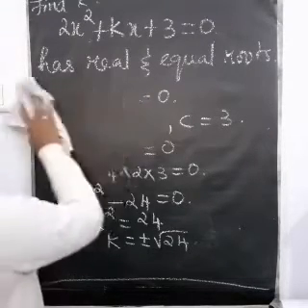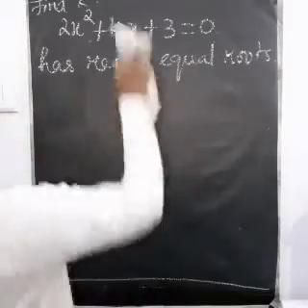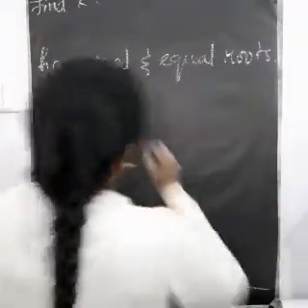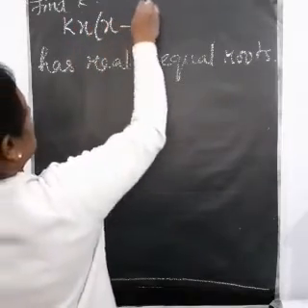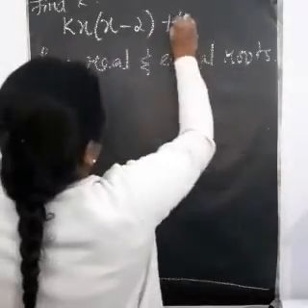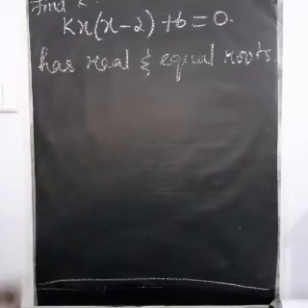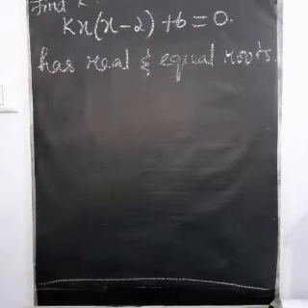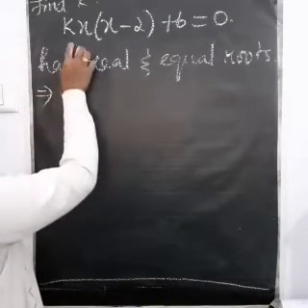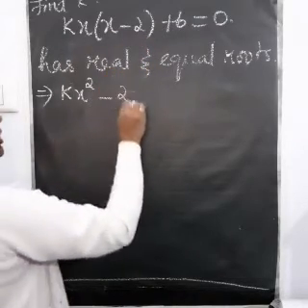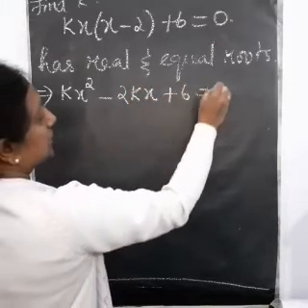Okay, now supposing they say find k if kx into x minus 2 plus 6 equal to 0. Okay, so this is the sum. Find k, if kx into x minus 2 plus 6 equal to 0 has real and equal roots. Now first we have to bring this equation to the standard form. So expand the bracket. So what will you get? kx into x will be kx squared minus kx into 2 will be 2kx plus 6 equal to 0.